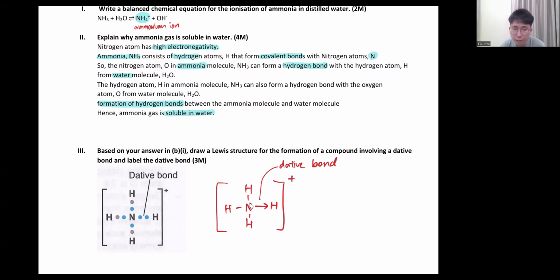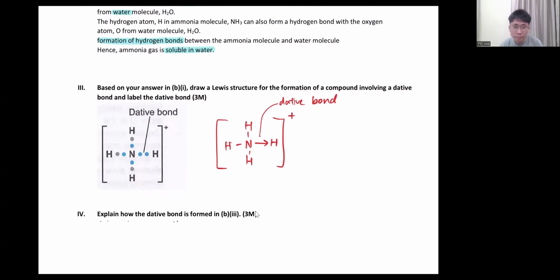Okay, draw the straight line and arrow. This one is slightly easier, much clearer to understand. Okay, and explain how dative bond is formed.